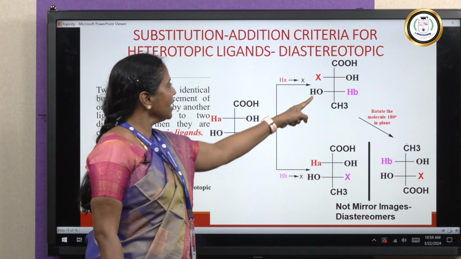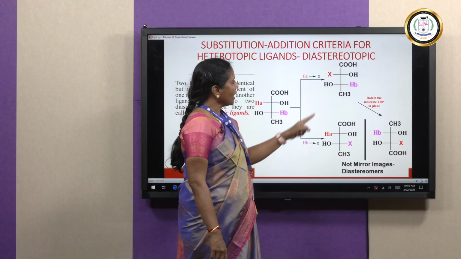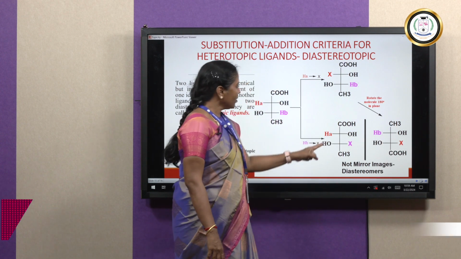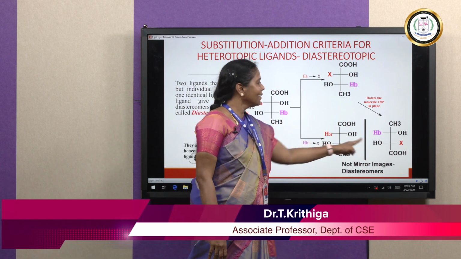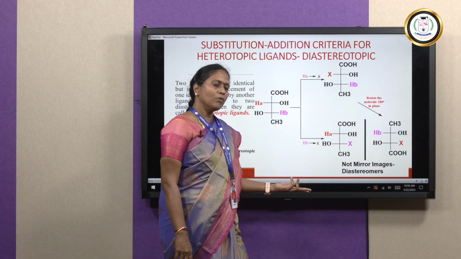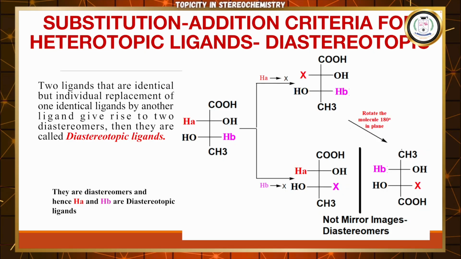Now, I am rotating the first molecule by 180 degrees. When I do an in plane rotation, I result in this structure. But if I compare this structure with this structure, they are not mirror images, but they are stereoisomers. Therefore, they are called diastereomers. Therefore, HA and HB homomorphic ligands are called diastereotopic ligands.